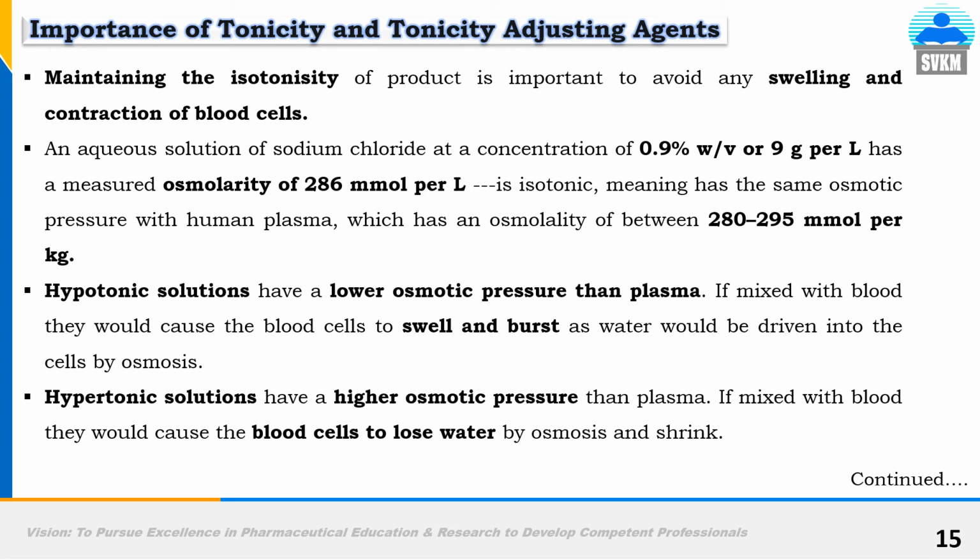Hypotonic solutions have lower osmotic pressure than the plasma. If we mix them with the blood, they will cause the blood cells to swell and burst, as water will be driven into the cells by the process of osmosis. Hypertonic solutions have higher osmotic pressure than the plasma. So if we mix them with the blood, they will cause the blood cells to lose water by osmosis and shrink.